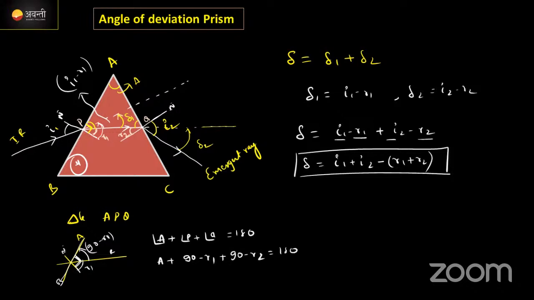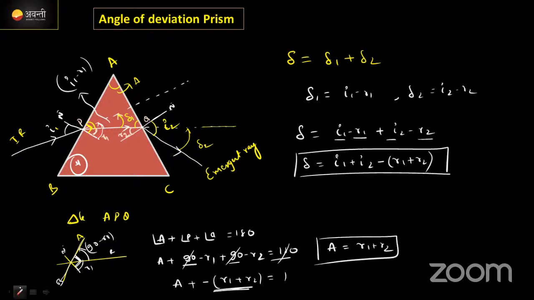90 plus 90 is 180, so 180 cancels. Correct na? Remaining thing: A plus minus r1 minus r2. Here we can also take minus in common. If you take minus in common, we can write r1 plus r2, is equal to, nothing else is there. Correct now? If you take r1 plus r2 to the right hand side, then it will become A is equal to r1 plus r2. Correct now?